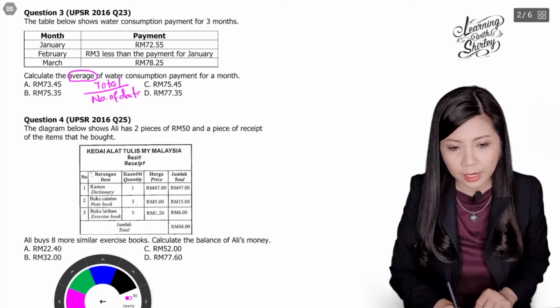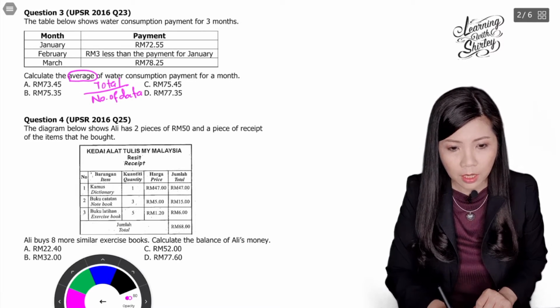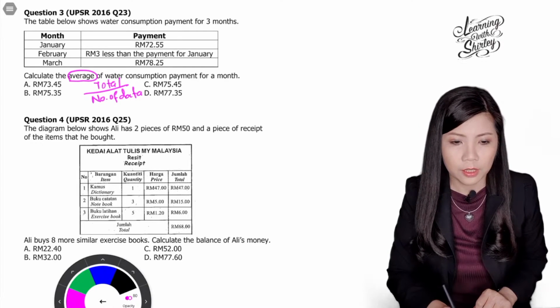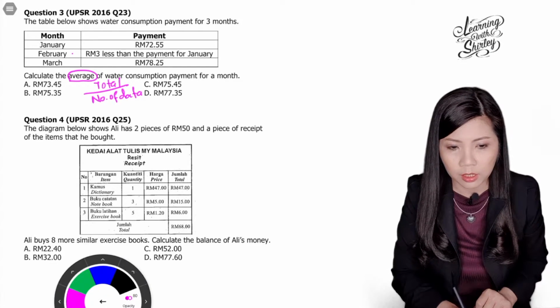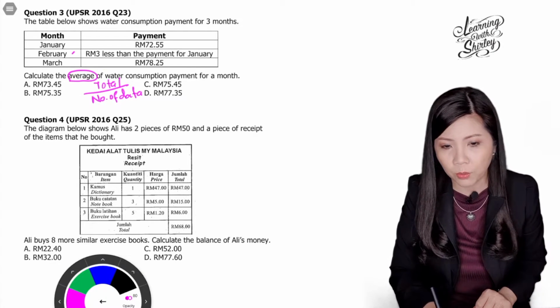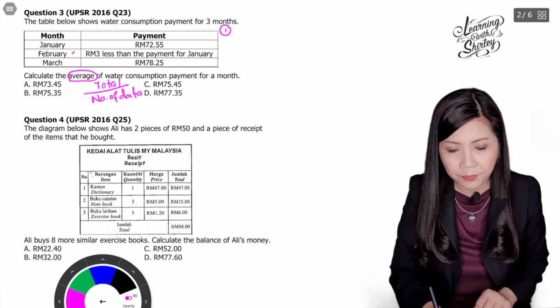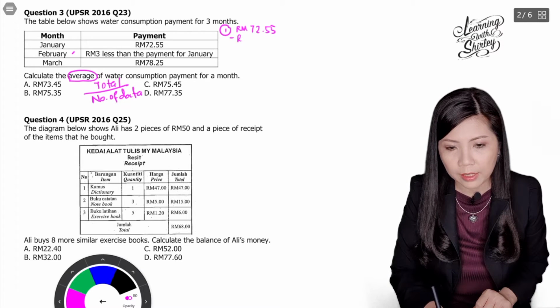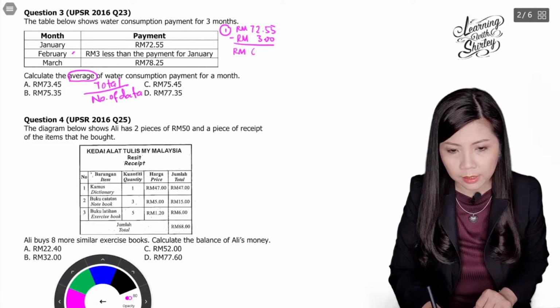The number of data for this case is 3 because 3 months is given. In order to find the average, we need to find the total first. First we need to find how much is February because it's 3 ringgit less than the payment for January. It's not given here, but we have to calculate. So step number 1, I'm going to use 72 ringgit and 55 cents minus 3 ringgit. When we minus, we'll get 69 ringgit and 55 cents.